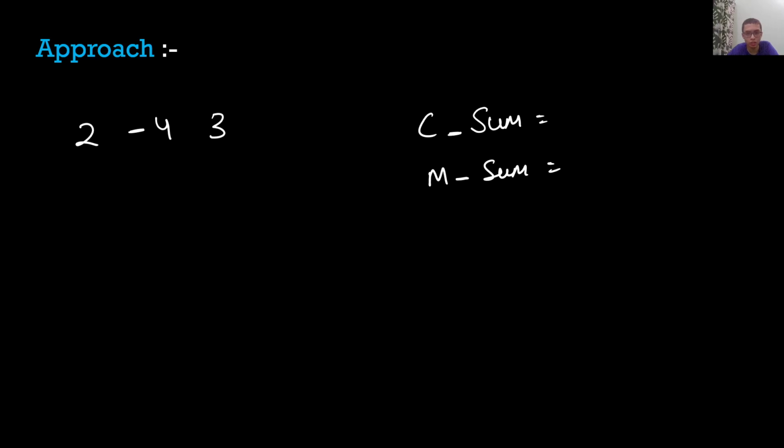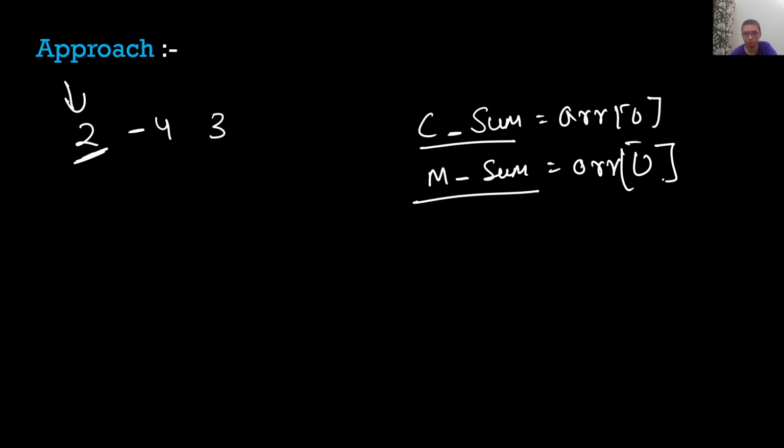So to simplify this, I'll have two variables, C sum for the current sum and M sum for the maximum sum. Initially, my first element is my current sum as well as the maximum sum. So I'll initialize these two variables, C sum and M sum, by the very first element of this array, which is ARR of 0, which is the 0th element of the array. And this is the second element of this array, right? So now I'll start iterating from the second element of this array till the very last element of this array, right?